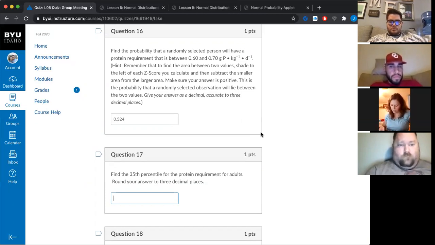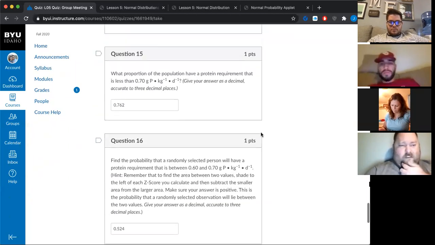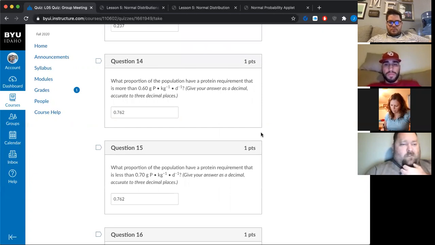Let me see here. So then back on question 14, did you change it to 762 or is it still 763? I changed that one to 762 to match question 15. Okay. Because if it's 763, then that 524 is correct. But if it's 762, then it's not correct.